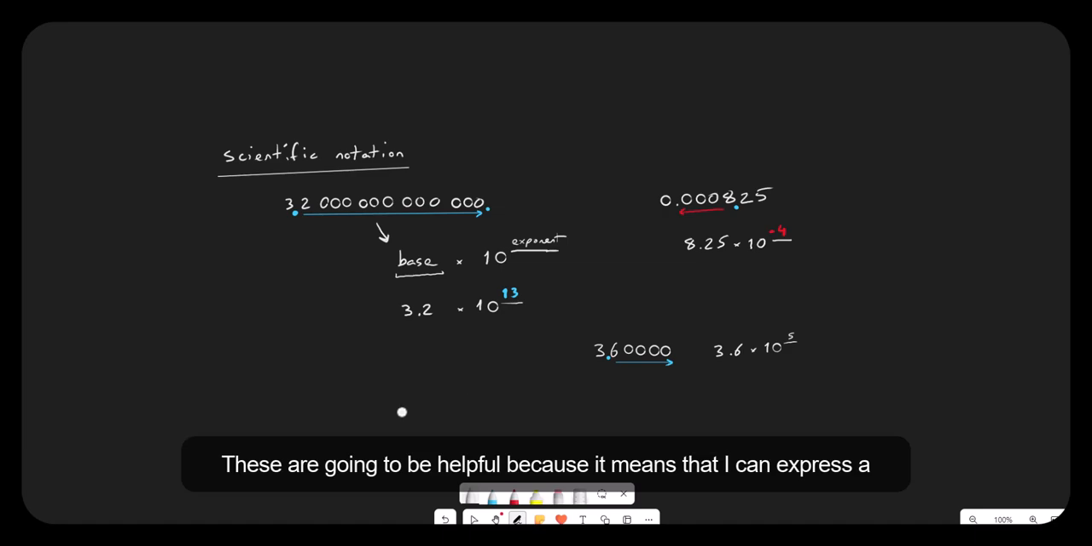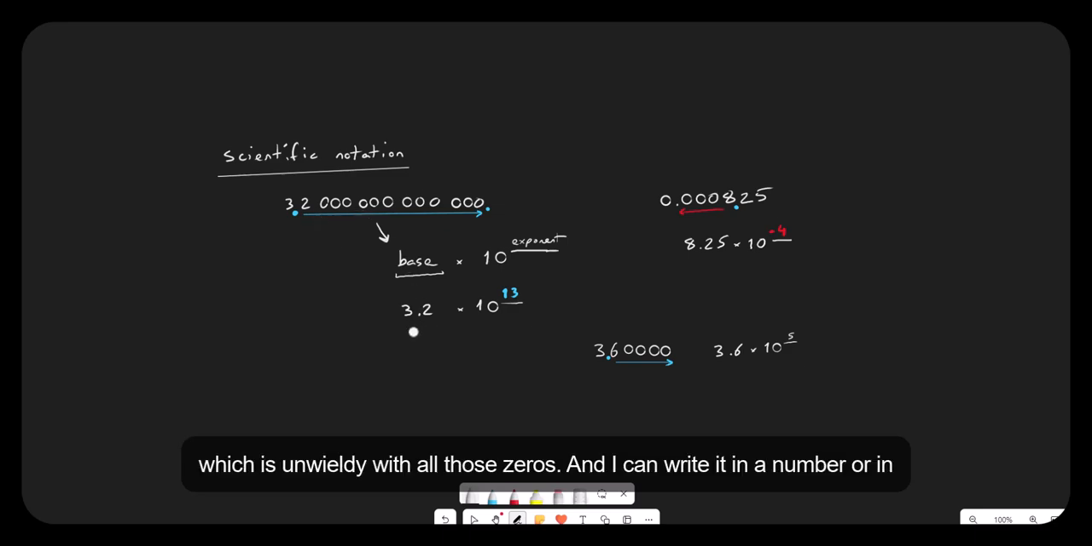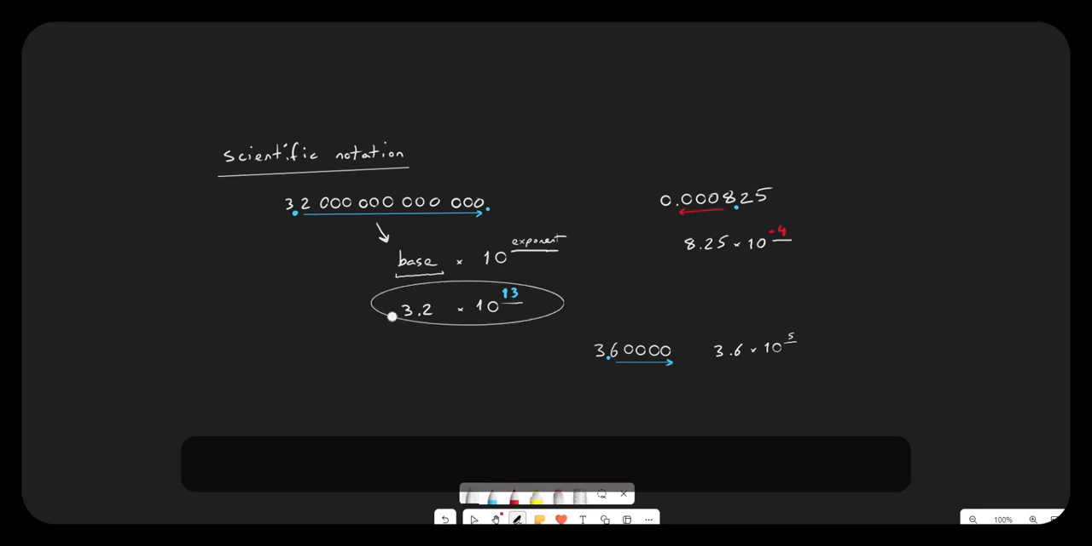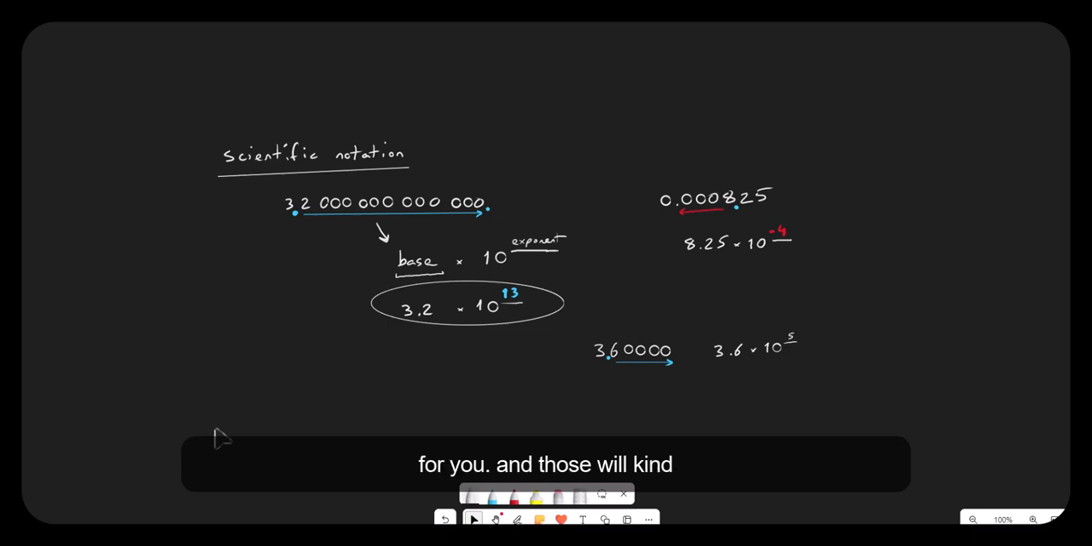These are going to be helpful because it means that I can express a number like this, which would be, what, 32 million, billion, trillion, 32 trillion, which is unwieldy with all those zeros, in a way that makes it a whole lot more accessible. That's what I'm doing with scientific notation. I've got a couple of videos for you, and those will kind of walk through this too, but this is the basic idea.